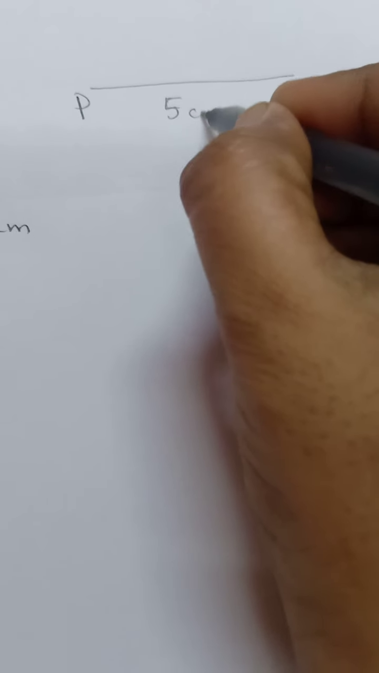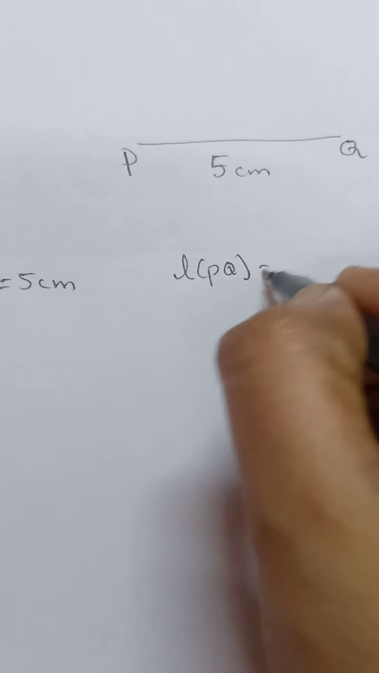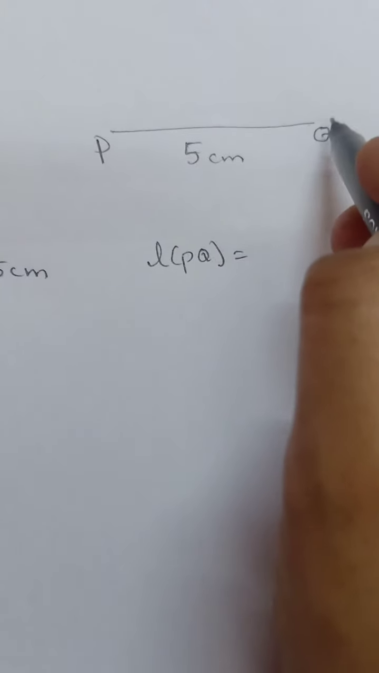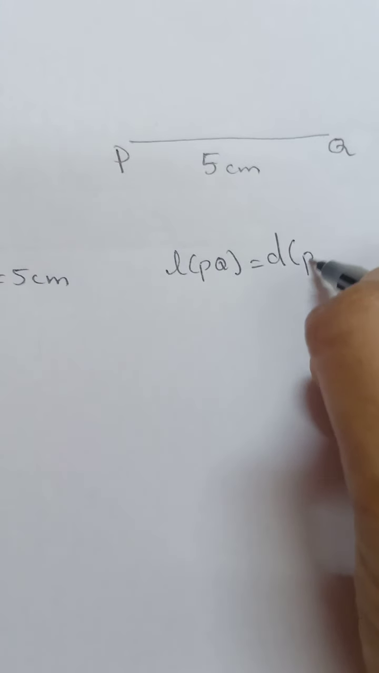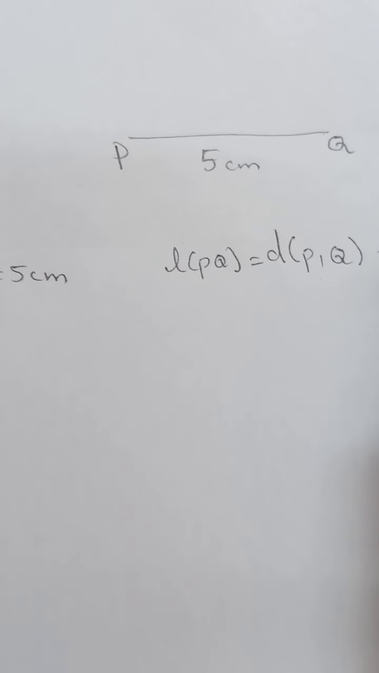Similarly, if PQ is also 5 centimeter, how can we write the length of PQ? Length of PQ is nothing but the distance between these 2 points. Which 2 points are here? Here the point P and here the point Q. So we can write the distance between P and Q is also given as 5 centimeter.